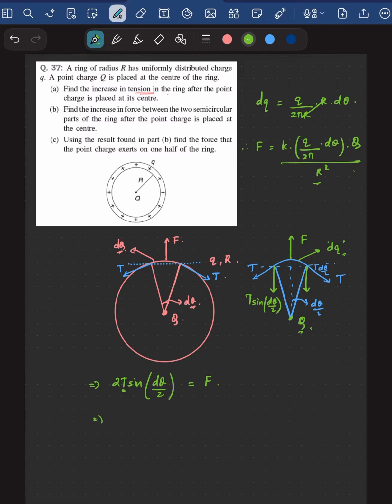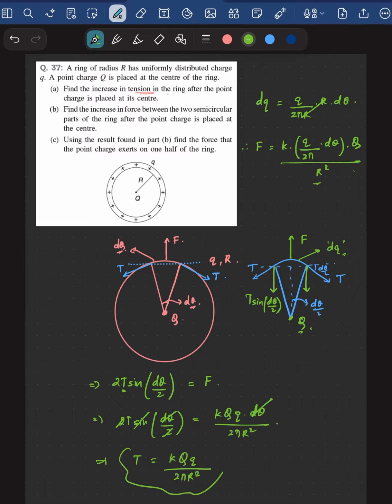So we'll get 2T sin(dθ/2) equal to k q Q dθ by 2π r squared, right? Since dθ is a small angle, we can write sin θ as θ itself. So I'm cancelling out the sine expression. 2 and 2 get cancelled. dθ also gets cancelled. So you'll get tension force equal to kQq by 2π r squared. So this will be your increase in tension after you place a point charge capital Q at the center, right?